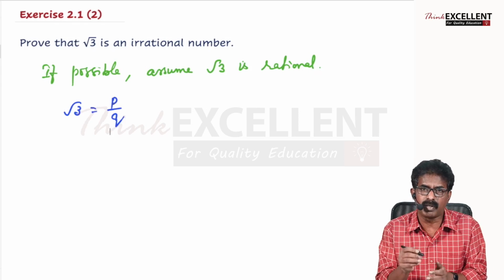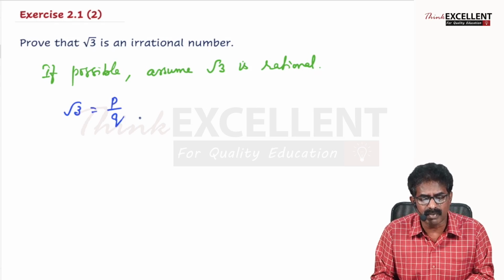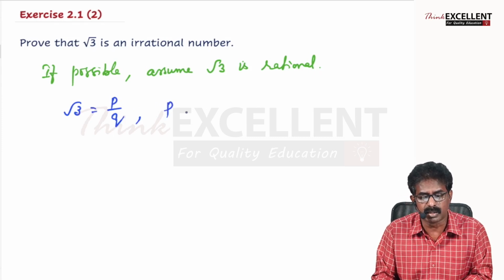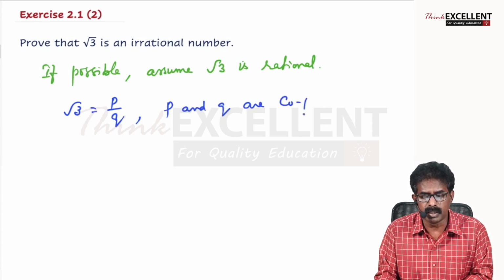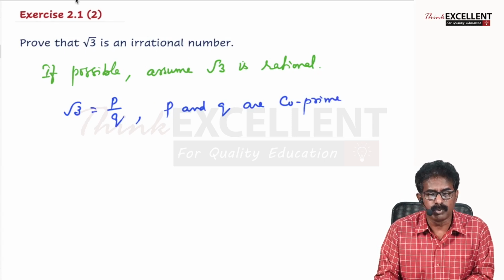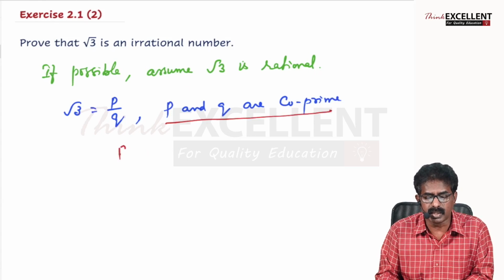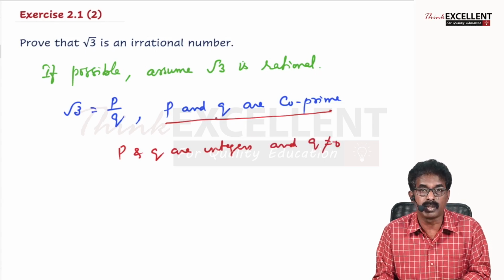If something is common for P and Q, you cancel and write. Finally, for P and Q, anything common you cancel, then you see that nothing is common for them. So that we call it coprime. So P and Q are coprime. What's the meaning? They have no common factor other than 1. Also P and Q are integers, and Q not equal to 0. Another very important thing, P and Q are coprime.